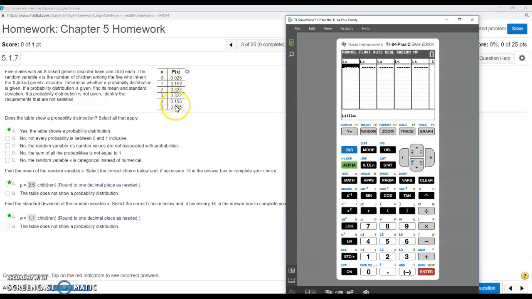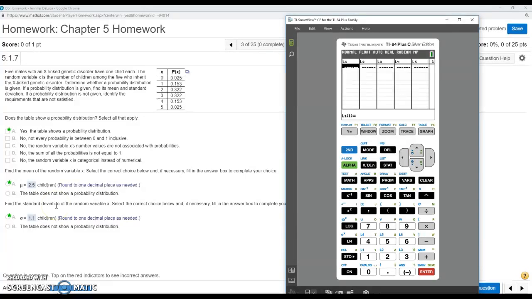The probabilities are all between 0 and 1. If you add them all up, they all equal 1. The random variable x is numerical. We can see it's represented with numbers. Now, the next thing they ask us to do is find the mean and the standard deviation.